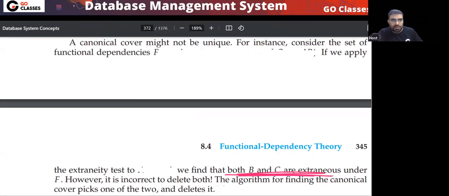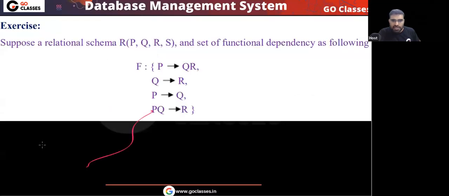Both can be extra, but don't remove both of them. It is incorrect to delete both of them. If you delete both of them, that is wrong. What will your algorithm do? It will do one by one. One of them you can delete because you know this is extra. If you check, this is also extra. One of them you can delete. Is this clear? Please tell me.